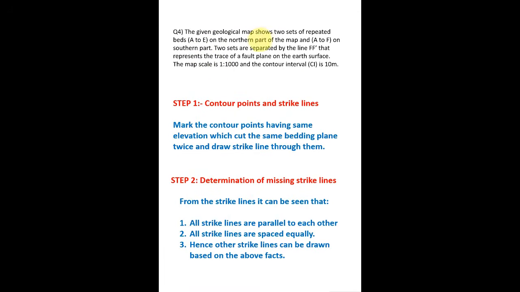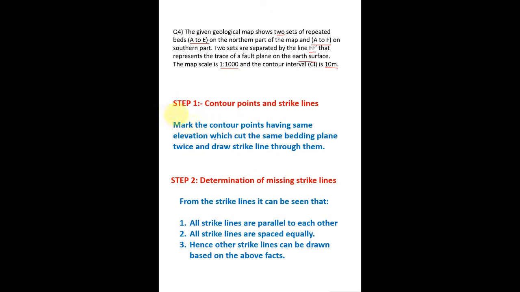The given geological map shows 2 sets of repeated beds, A to E on the northern part of the map and A to F on the southern part. The 2 sets are separated by the line FF dash that represents the trace of a fault plane on the Earth's surface. The map scale is 1:1000 and the contour interval, CI, is 10 meters.